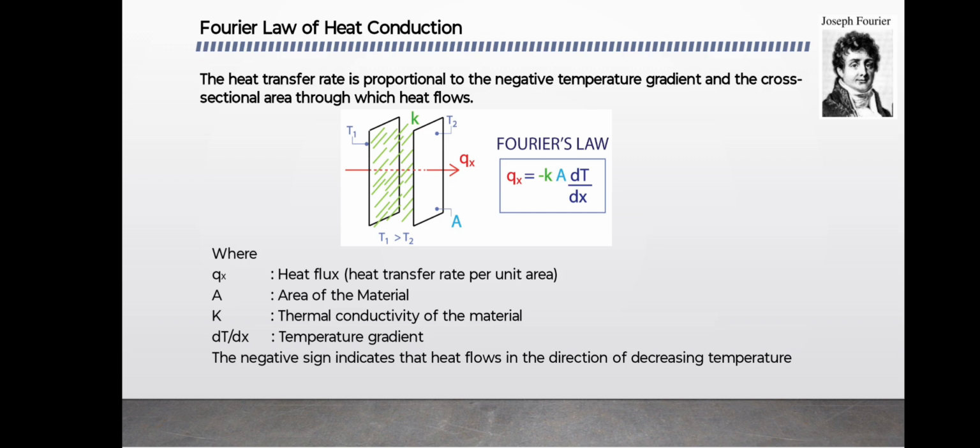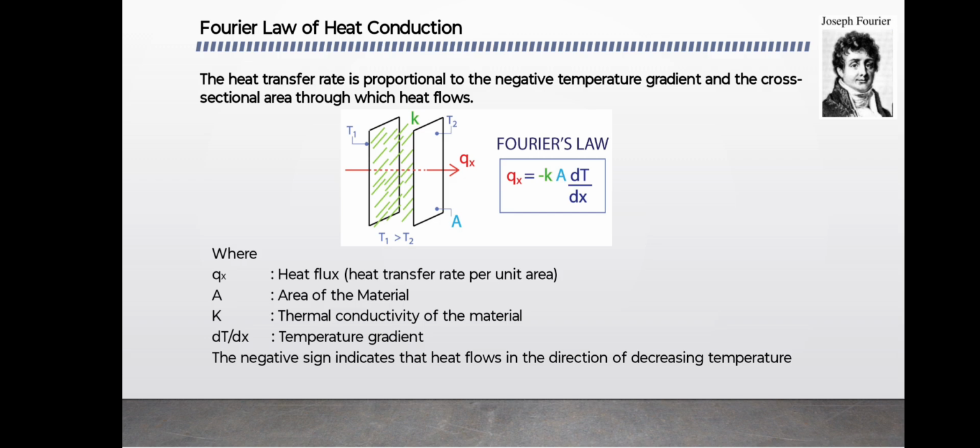So this is the definition for the Fourier law of heat conduction. This is the main law which is behind the conduction type of heat transfer. Mathematically we can say that Q is equal to minus KA into dT by dx. Here Qx is nothing but heat transfer per unit area, A is the area of the material and K is the thermal conductivity of the material.